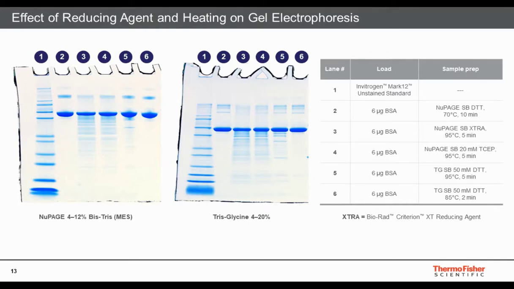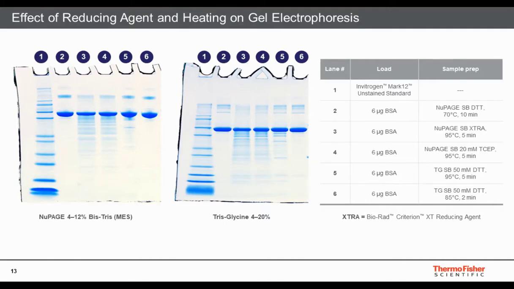Under this optimal sample prep condition, as demonstrated in lane 2, there is very minimal sample degradation and protein integrity is maintained. However, use of XT reducing agent, which is the Bio-Rad Criterion XT reducing agent, instead of DTT in lane 3 and boiling the samples at 95 degrees Celsius for 5 minutes, as recommended by Bio-Rad sample prep protocol, results in significant protein degradation.